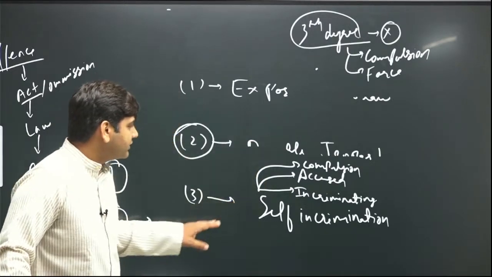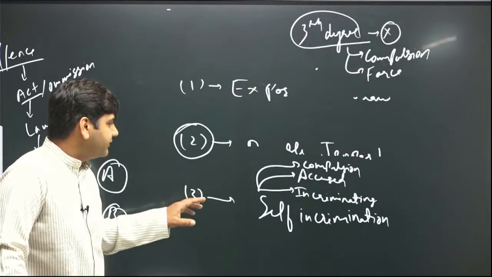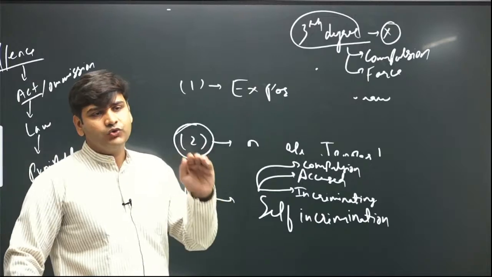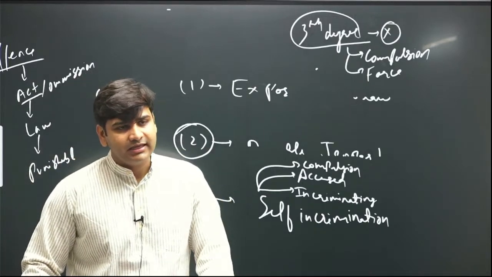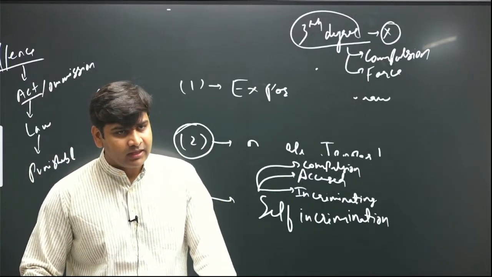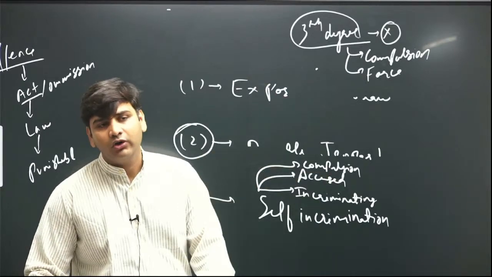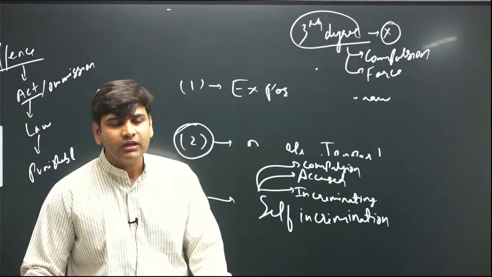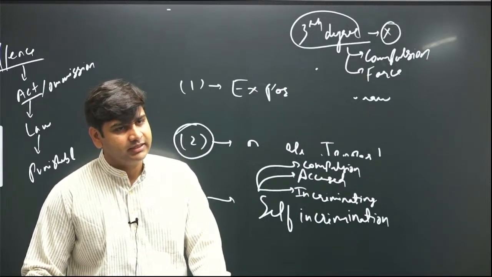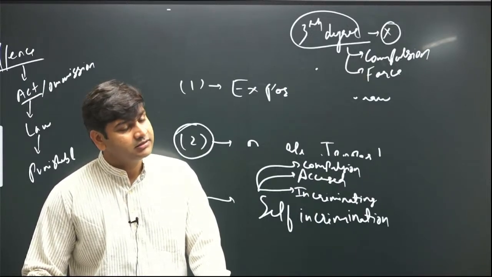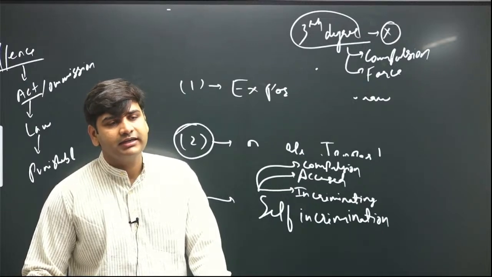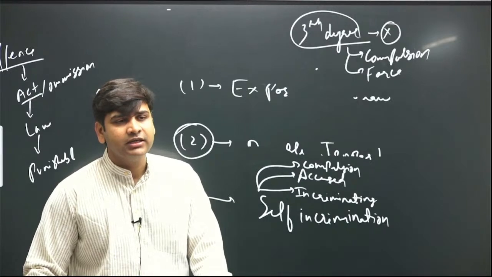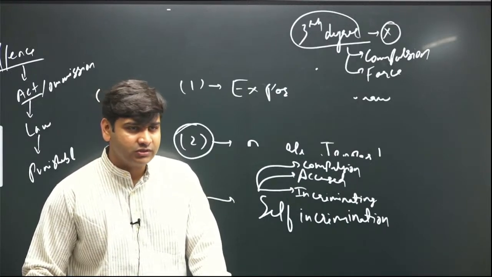So this is what self-incrimination is. Clause 3. Clause 2 is double jeopardy, where you cannot be punished for the same crime twice, and ex post facto law, that any act cannot be made an offense from a previous date. These three clauses of Article 20 are fundamental rights. They are the protection given to a person who is accused.